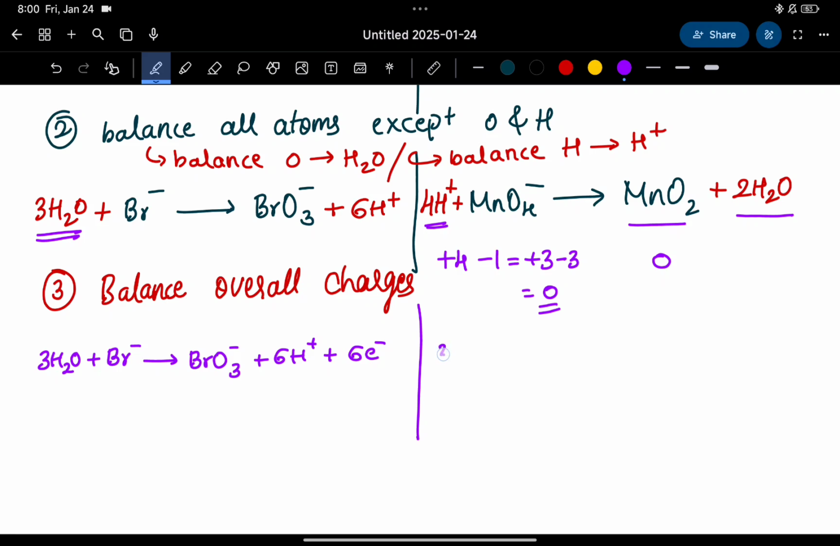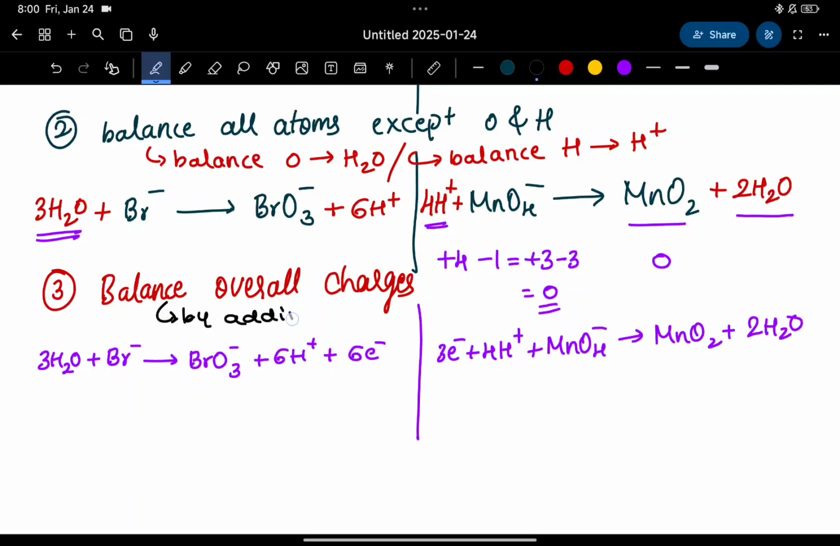So that will be 3 electrons plus 4H+ plus MnO4- gives MnO2 plus 2H2O. So you see 3 electrons, minus 3. So here we have minus 1. So total overall charge is minus 4 plus 4, 0. On the left hand side it is 0, right hand side also it is 0. So what we did here, we have balanced overall charges by adding electrons. So this is the third step.